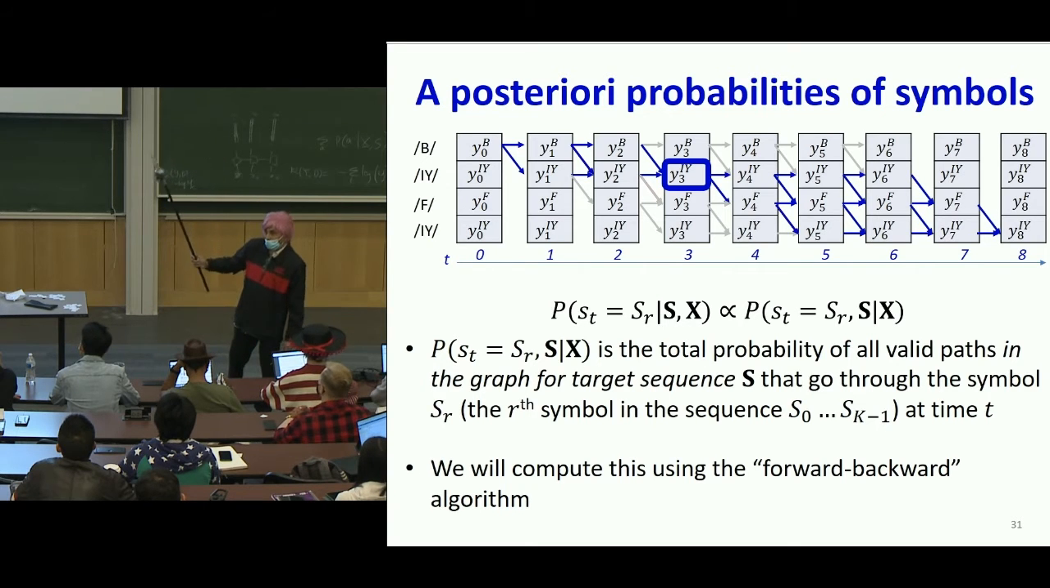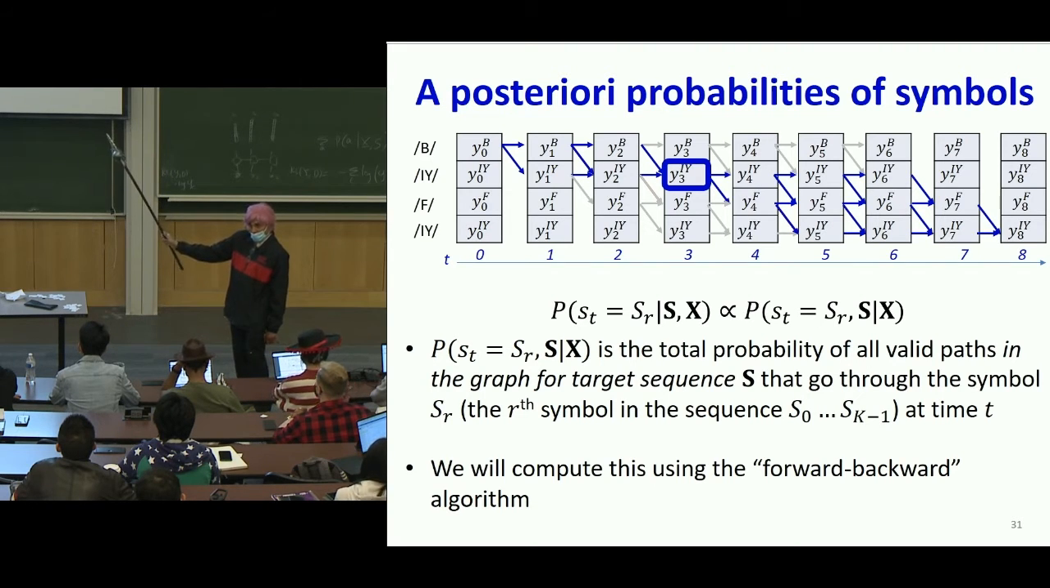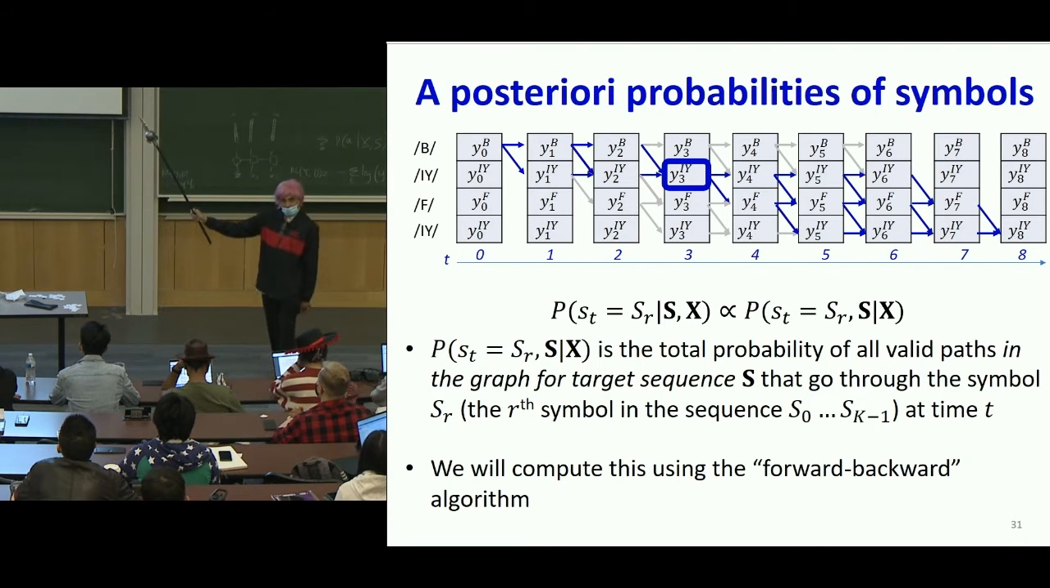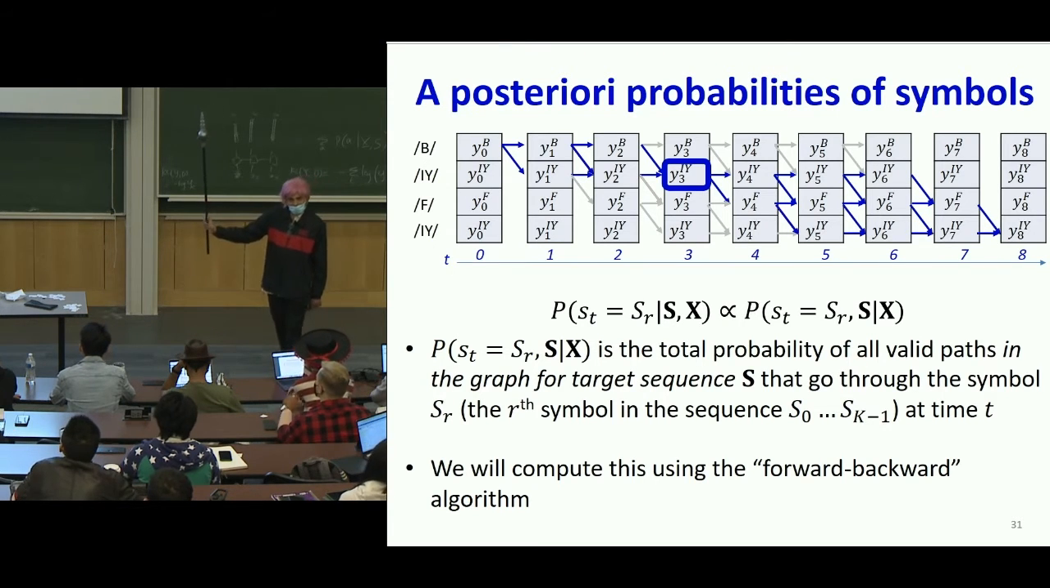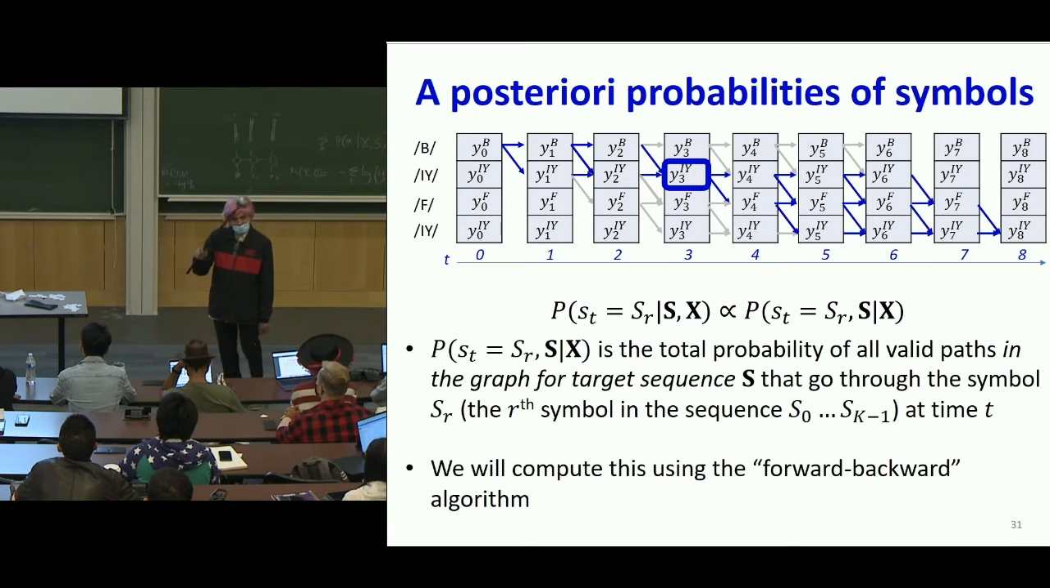It's going to be proportional to the total probability of the subgraph that I have just shown, which forcibly goes through y3e at time 3. Is that making sense? Right, raise your hands if it is. Right? I just need to know. Making sense? Okay.